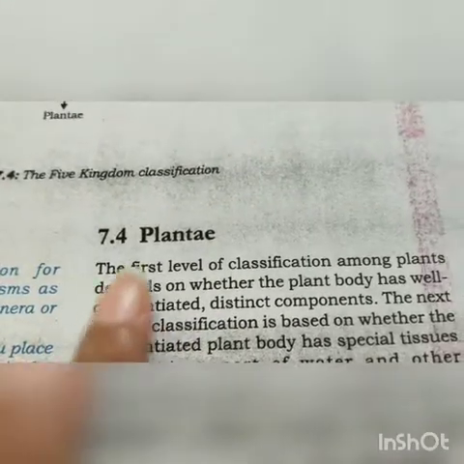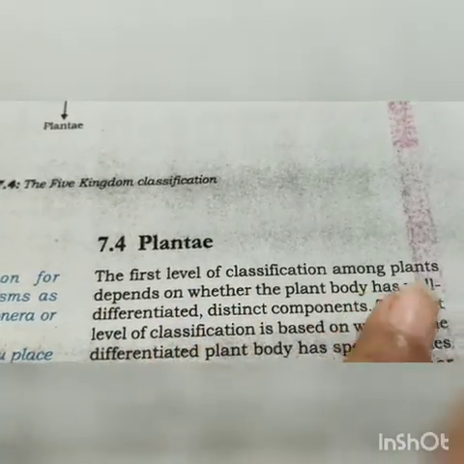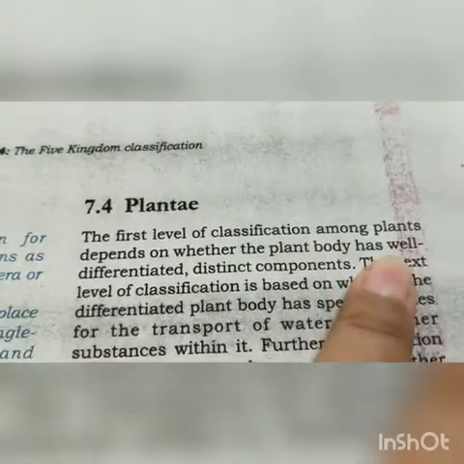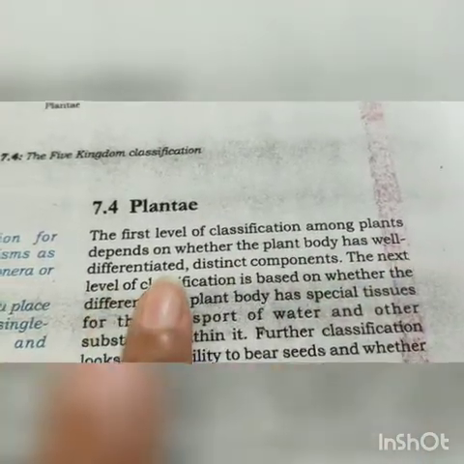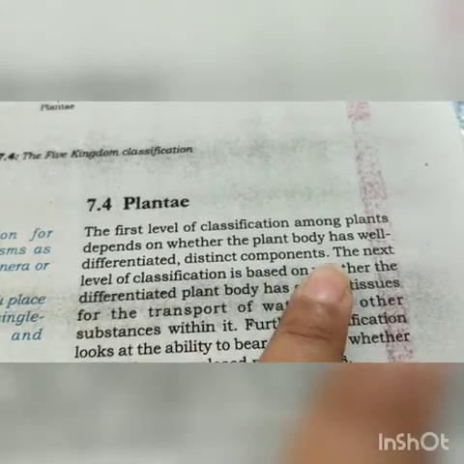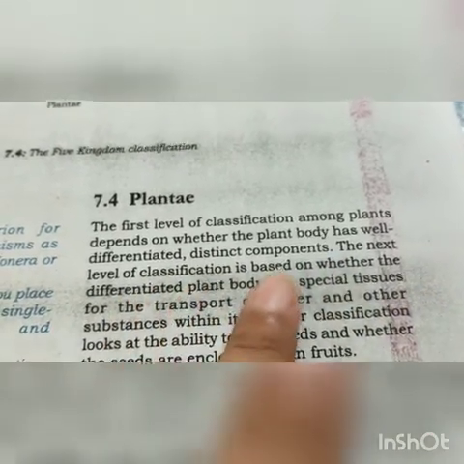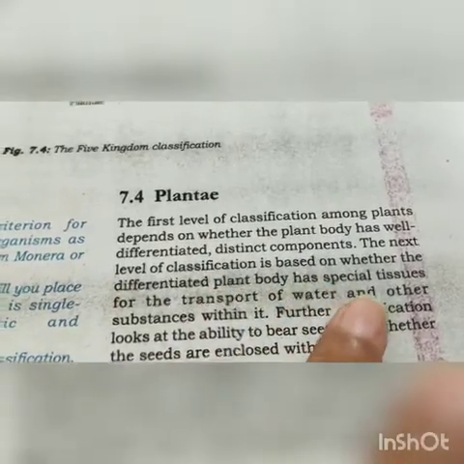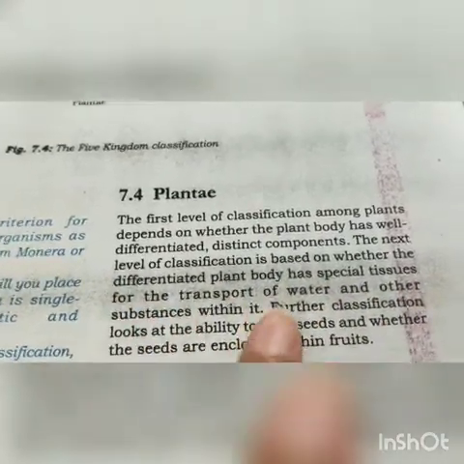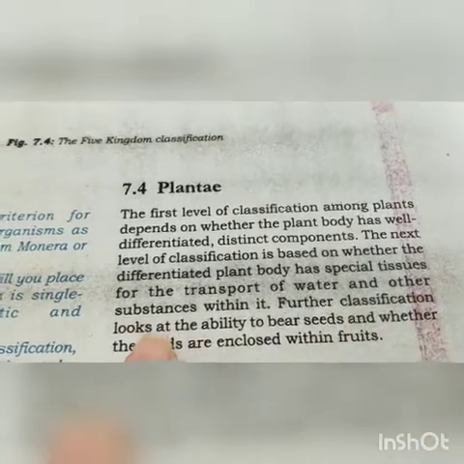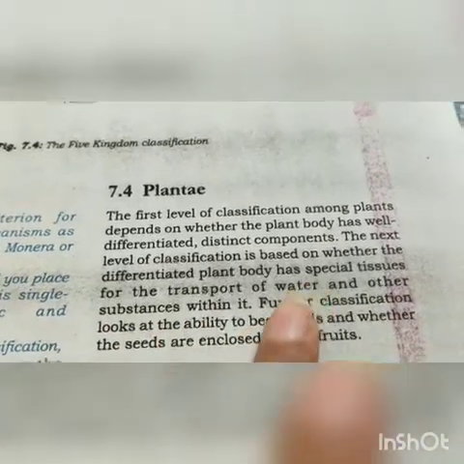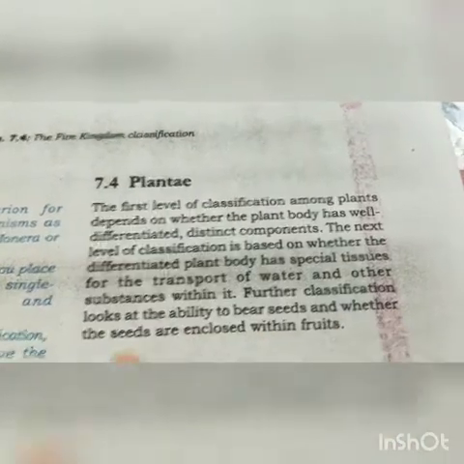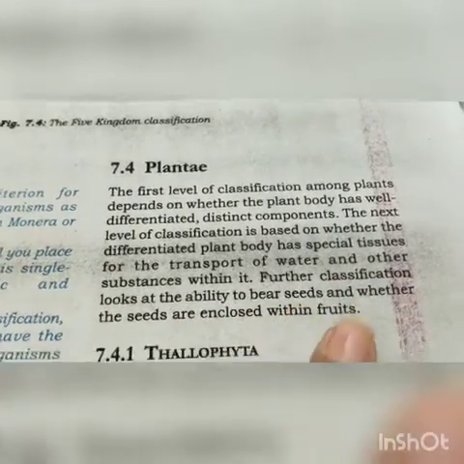Plantae. The first level of classification among plants depends on whether the plant's body has well differentiated distinct components. The next level of classification is based on whether the differentiated plant's body has special tissues for the transport of water and other substances within it. Further classification looks at the ability to bear seeds and whether the seeds are enclosed within fruits.